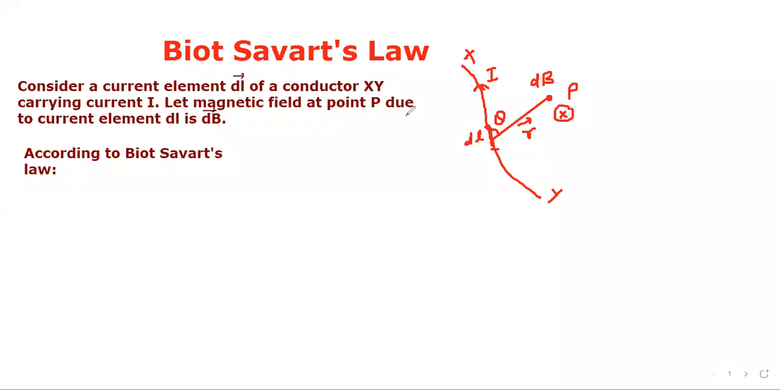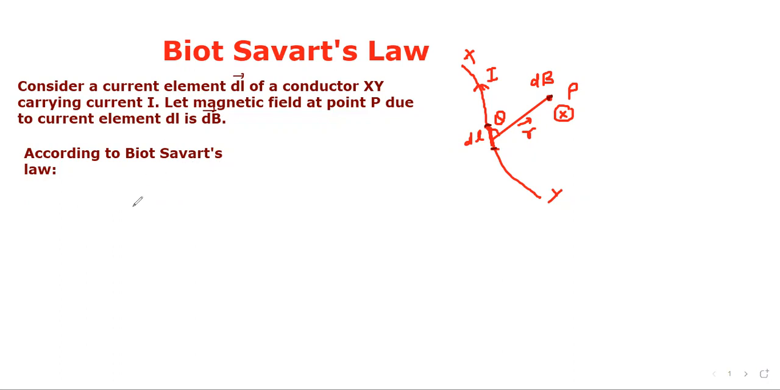Biot-Savart's law. Consider a current element dL of conductor XY. Here, this is a conducting wire. We are considering this portion as current element dL, and this conductor carries current I. We have to find the magnetic field at point P, whose position is represented by vector R. Let the magnetic field at this point due to this current element be dB, and it will be perpendicular downward.